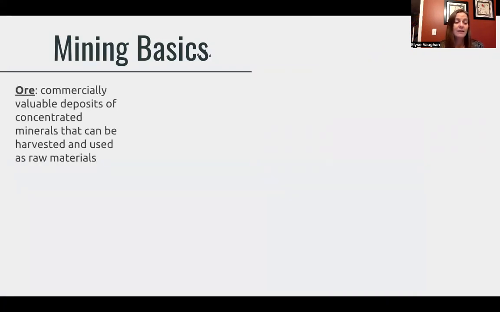We mine to get to something valuable. We mine to get to ore. So the material that's mined is usually not the actual material that's desired, but something from which that material can be generated, and we call that ore. So we mine a particular area because it has a deposit of that ore or of that mineral.